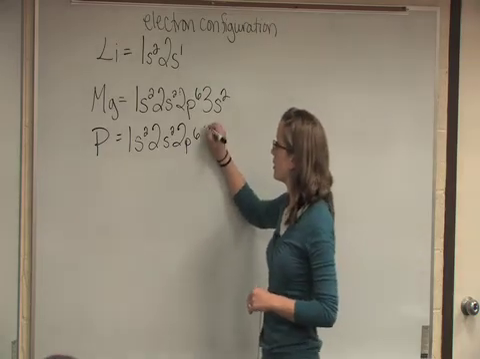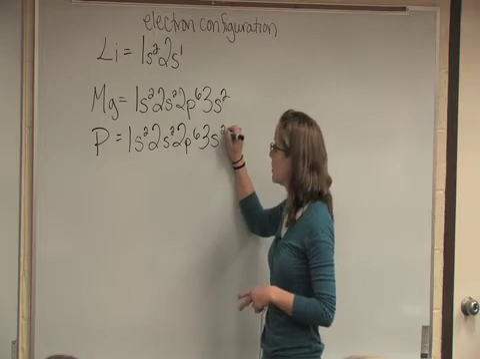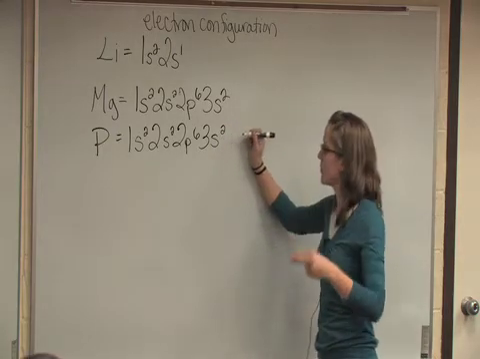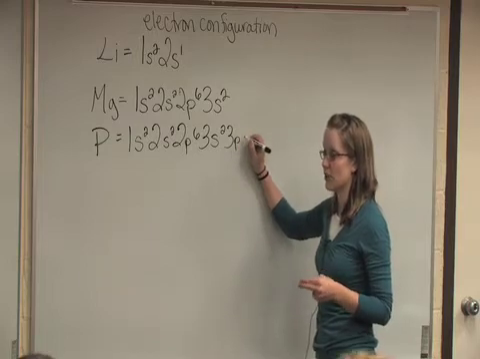It's energy level 3, block S. How many squares? 2. Keep reading straight across. I'm energy level 3, block P. How many do I have to go over to get to phosphorus? 3.